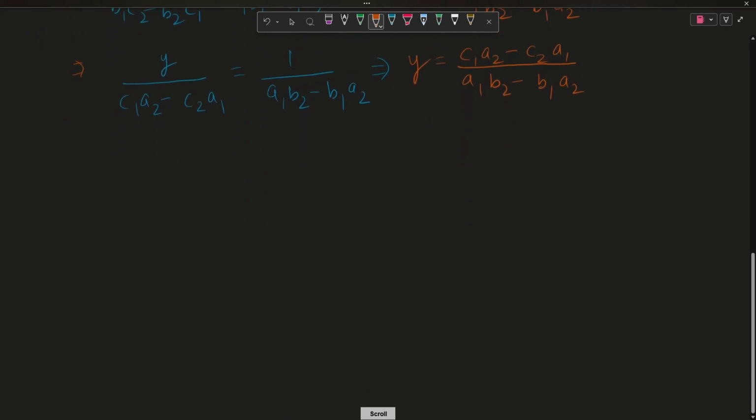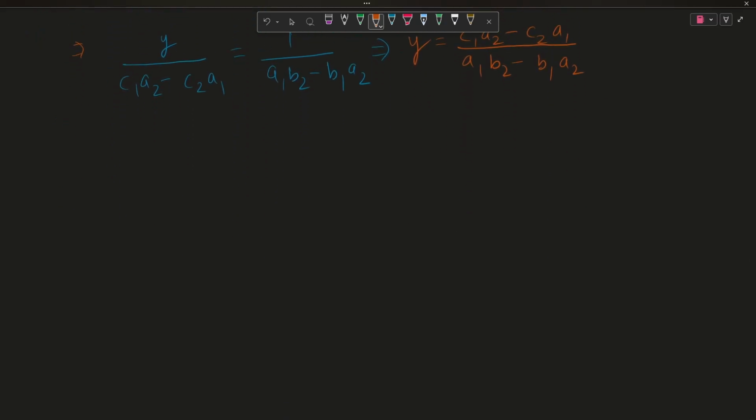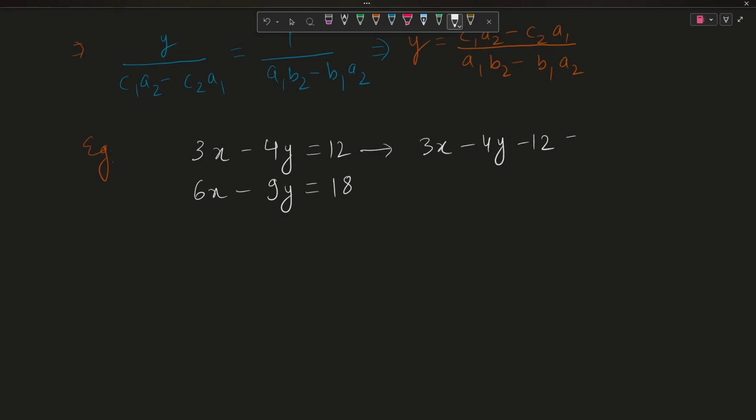For example, I'm taking a general equation, let's say, 3x minus 4y is equal to 12, and 6x minus 9y is equal to 18. Firstly, we will convert them into general form. The general form of this will be 3x minus 4y minus 12 is equal to 0. We have to make the left hand side with all the variables as well as the constants, and the right hand side as 0.